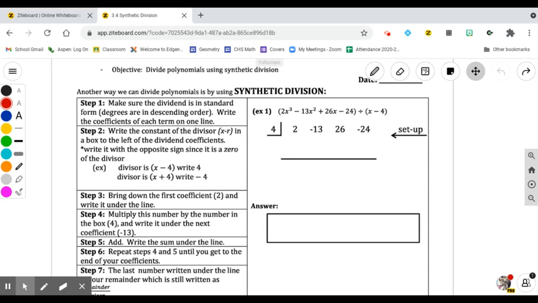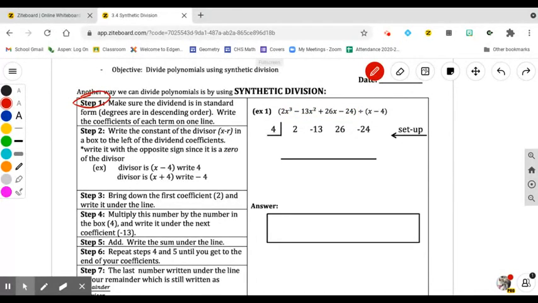The first thing it says to do in step one is make sure the dividend is in standard form. Degrees are in descending order. Write the coefficients of each term on one line. The dividend, remember, is what we're dividing into. You want to make sure that's in standard form, which it is because it goes from highest degree to lowest degree: 3, 2, 1, 0. You also need to make note if they're missing any terms. We'll deal with that in a little bit. So it's already in standard form.